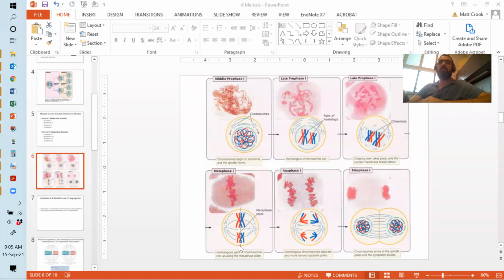So for each chromosome, chromosome pair really, there's a 50-50 chance it'll be one way around versus the other. Now you might be thinking, well, why does that matter? It matters because homologous chromosomes are not identical. They are very, very similar, but they don't have exactly the same alleles for each gene.